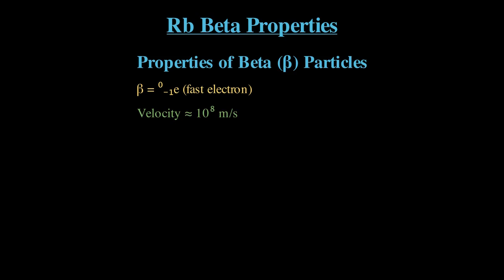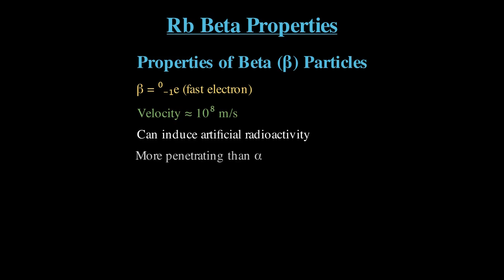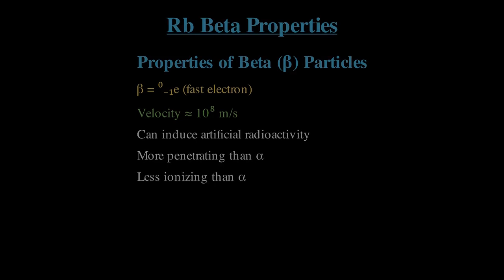An interesting property is that they can induce artificial radioactivity in certain elements. In terms of comparison, beta particles are more penetrating than alpha particles. They can pass through paper, but are stopped by a thin sheet of aluminum. Correspondingly, their ionizing power is less than that of alpha particles.